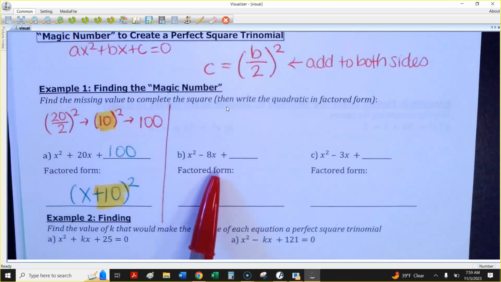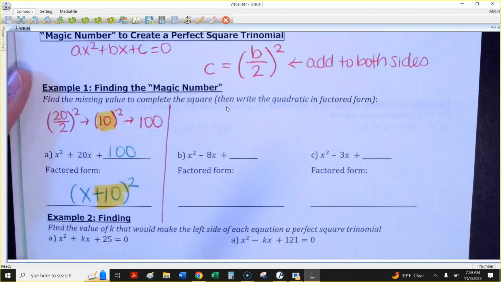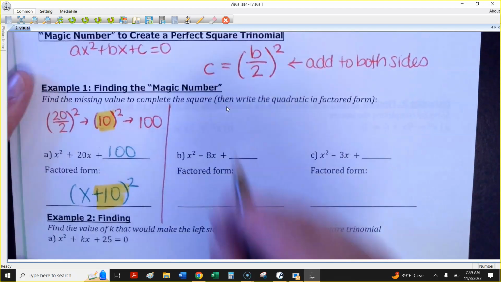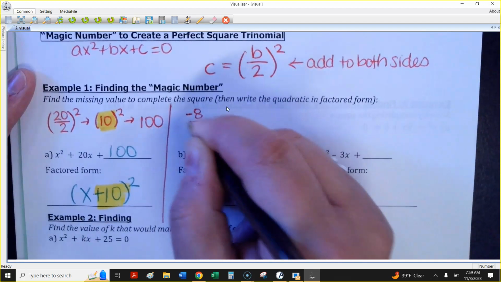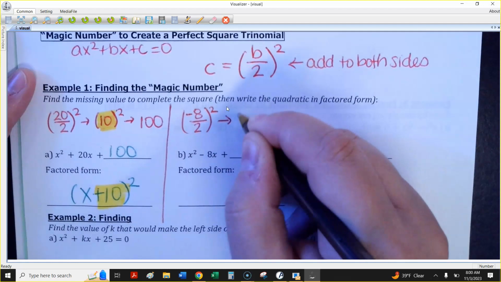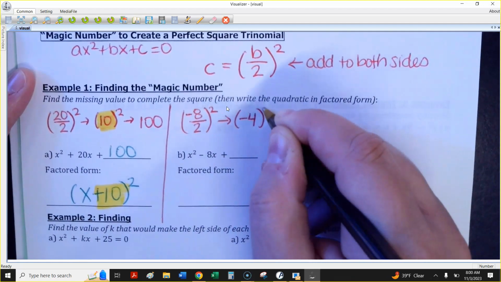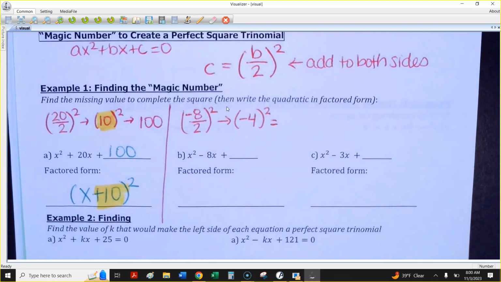All right, so that's 20. What's my b value in this x squared minus 8x plus blank? We're going to figure it out, but what's my b value? Negative 8. Okay, now this is important. So the b value is negative 8. Now negative 8 divided by 2 is negative 4, squared. Every single one of these, we're always going to square something. Whenever you complete the square, it's always going to be a positive number because we're always squaring something. So what do I get when I square negative 4?